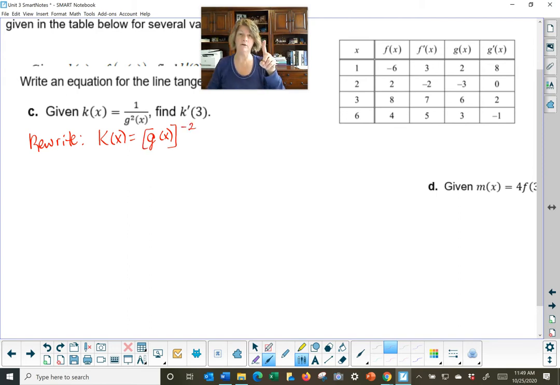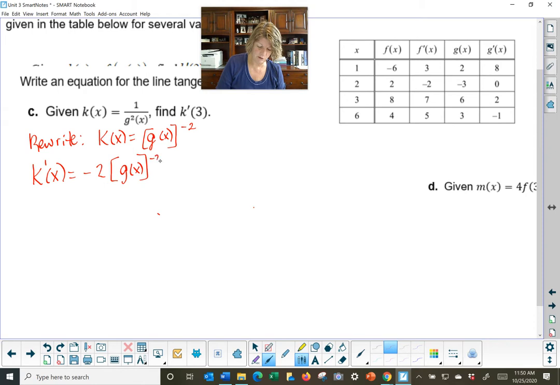So do you see an outer function and an inside function? That means we've got a chain rule, doesn't it? So K prime of X, derivative of the outer function. Negative 2 is our outer function, so negative 2. Leave the inside piece, this is our u, and then raised to the negative 2 minus 1, right? So it would be negative 3 if you want to write that, go right ahead. And then chain off to get the derivative of the inside. All right, I like the layout. I just need to evaluate now at 3.